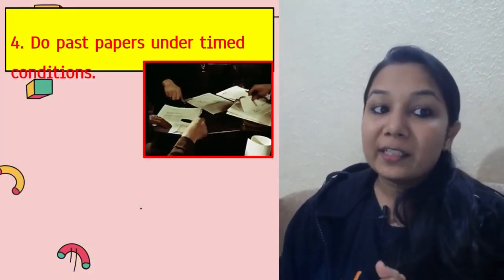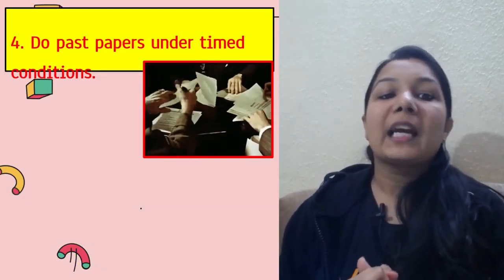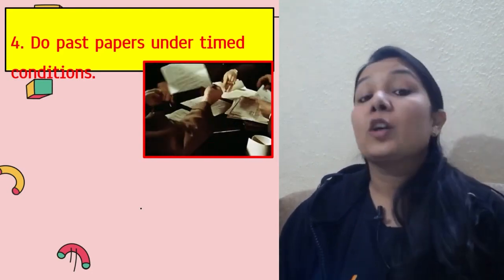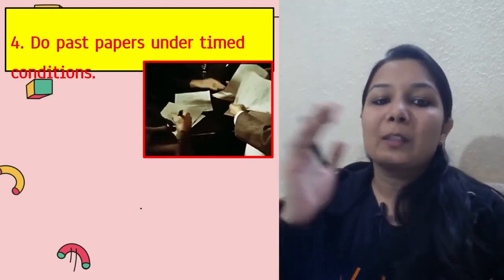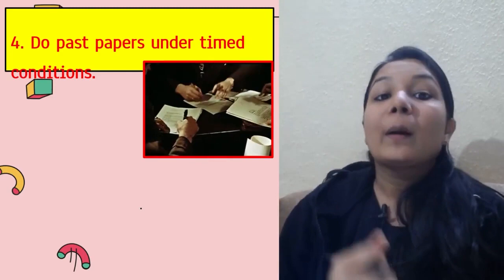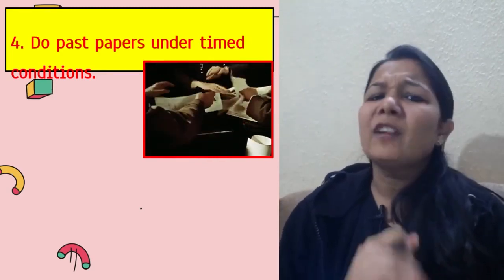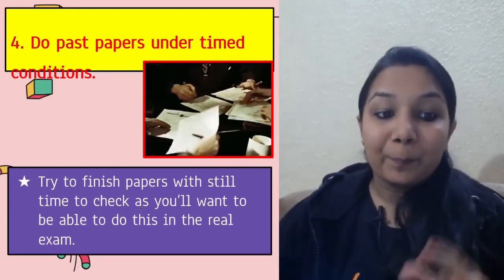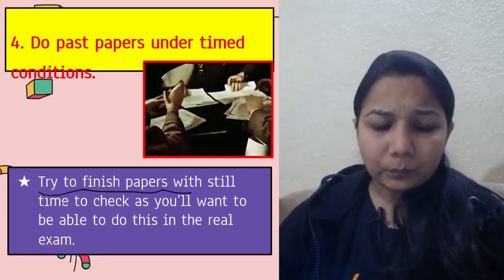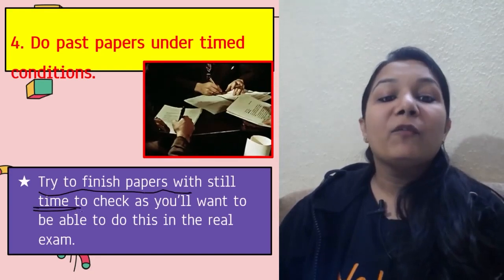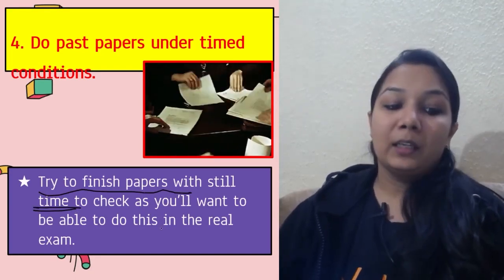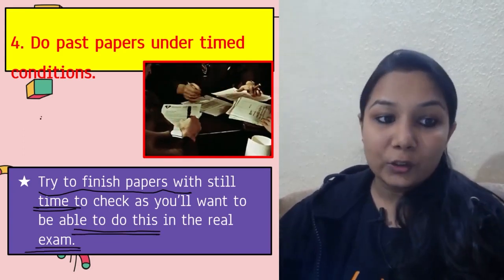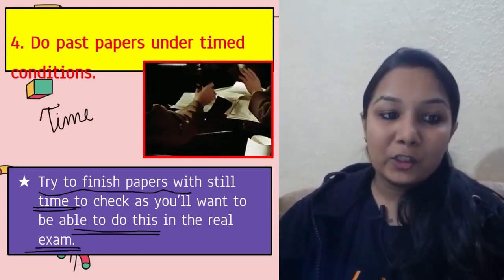Now the next point is, do past papers under timed conditions. तो अभी हमने पिछले कुछ पॉइंट्स में बात की थी कि पास्ट पेपर्स को एक जगह बंच कर लो, राइट? तो आपको सिमिलैरिटी ऑफ द क्वेश्चंस दिख जाएंगे, डिफरेंट टॉपिक्स यू विल गेट टू नो, बट देन यू शुड नॉट जस्ट बंच देम, यू शुड ट्राई टू फिनिश देम विद द टाइम गिवन फॉर दैट पर्टिकुलर पेपर, सो दैट यू विल बी एबल टू डू दिस इन योर रियल एग्जाम ऑल्सो. That is actually what is called time management, right?